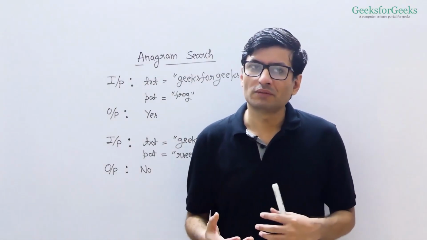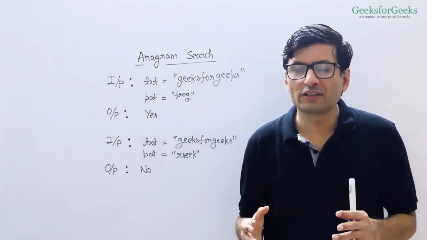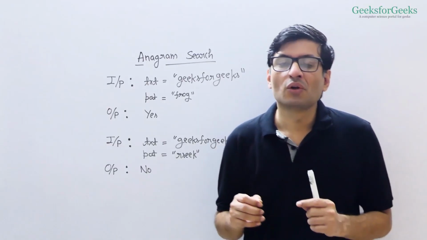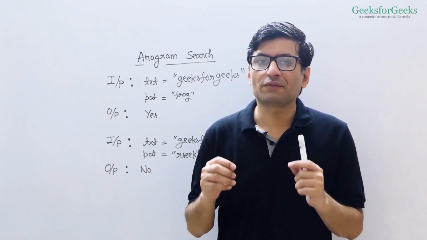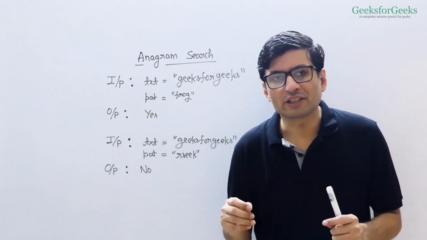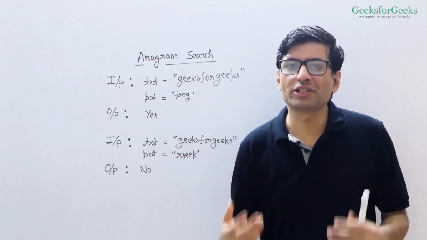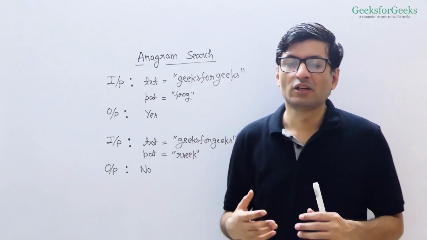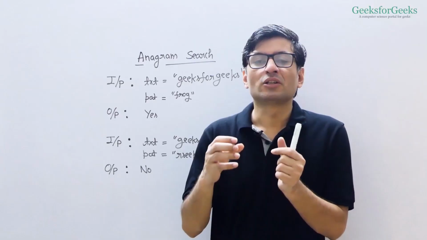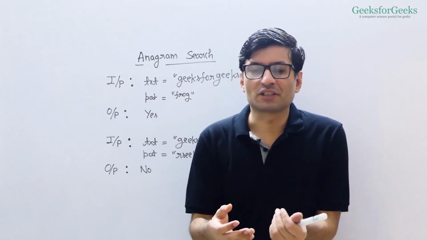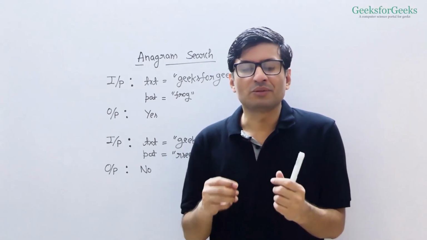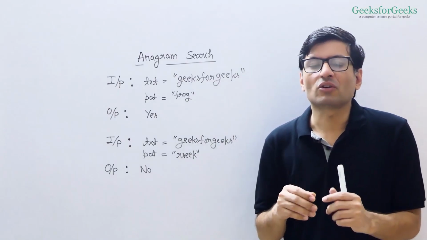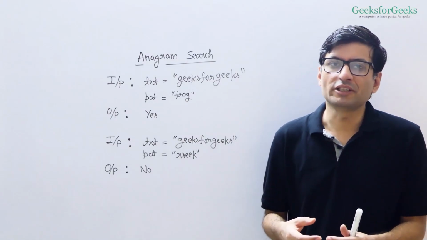Let us see this problem. We are given a text and a pattern. We need to find if the pattern is present in the text or any of its permutations is present in the text. When we say permutation, two strings which are permutations of each other are also called anagrams. So we need to check if the pattern or an anagram of this pattern is present in the text.